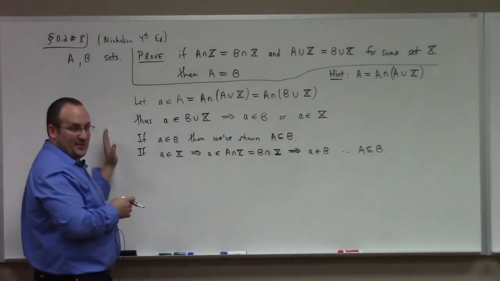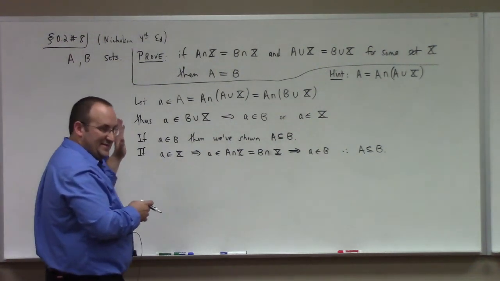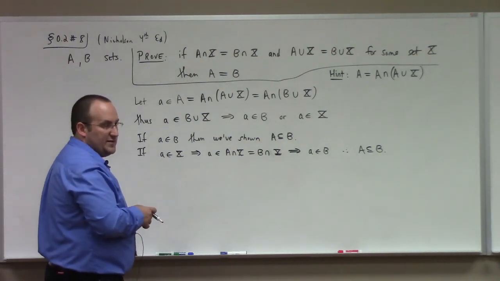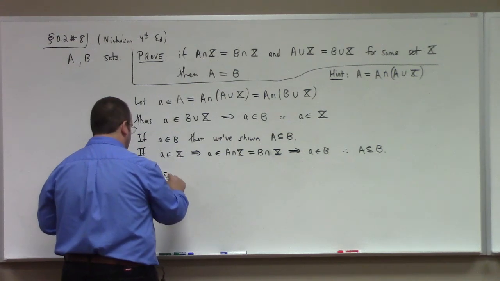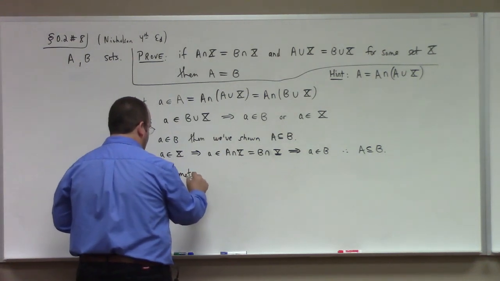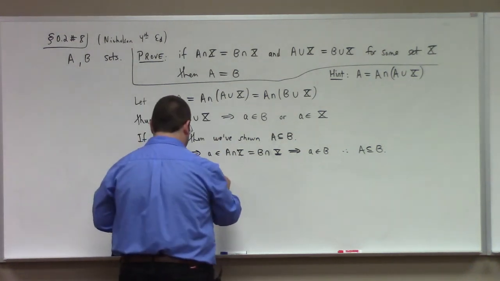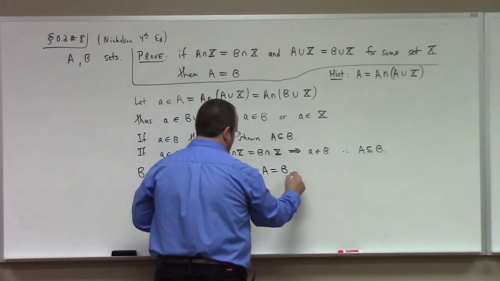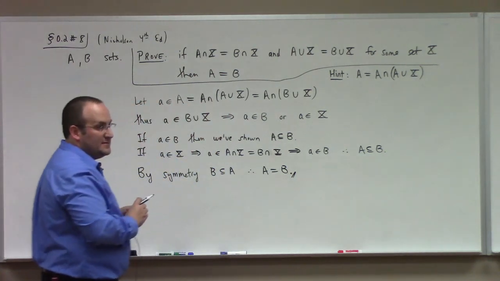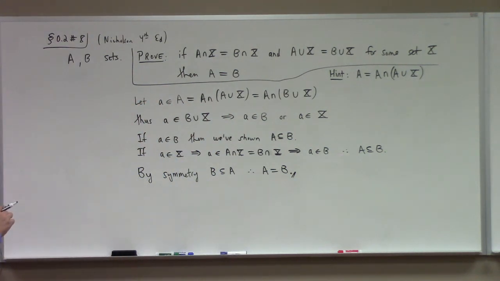Now this is half the argument. By symmetry, the same argument will show that B is a subset of A. Can we just say by symmetry? For a problem like this, yeah. It depends on the problem, though. It's a question of style whether or not you should use it in different places. Here it's fairly clear that the role played by A and B is symmetrical, so it's an appropriate use.